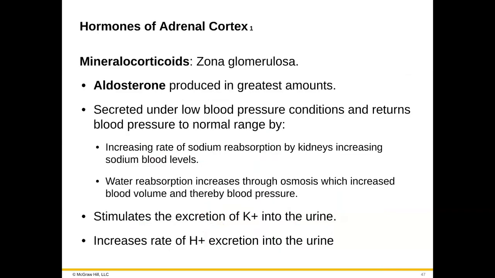So talking about hormones of the adrenal cortex now, the mineralocorticoids, which we talked about, are coming from the zona glomerulosa. The main one here is aldosterone. This is what's going to be produced in the largest amounts in this region. And what happens is that in a time of low blood pressure, we are going to secrete aldosterone to bring it up to normal range.